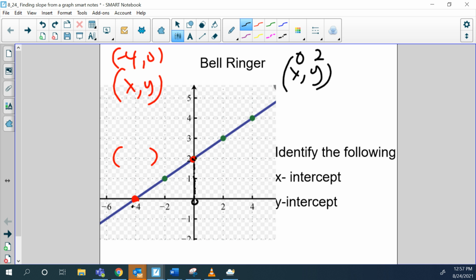And so, you can follow the format. If the point is on the y-axis, the form is going to be 0 comma y, where y is my 2. And if it's on the x-axis, it's going to be x comma 0, where x is my x value. All right, so that's the x and y intercept.